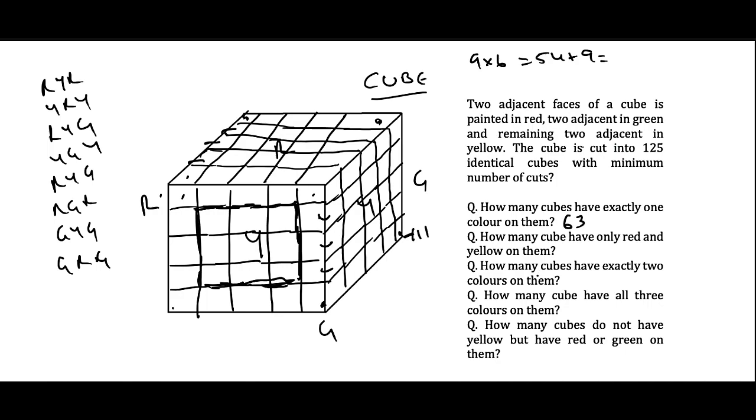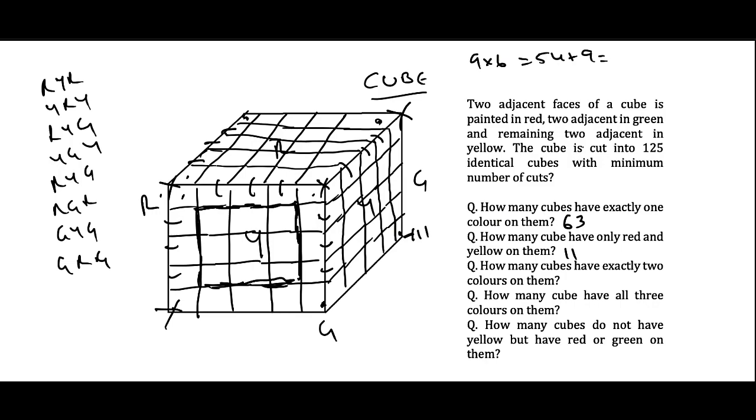Coming to how many cubes have only red and yellow. So only red and yellow, that means with red and yellow, green should not come, so we won't be taking this corner and also this corner. So we have 1, 2, 3, 4, 5, 6, 7, 8 and 9. We have 9 on edges, 10 with red, red, yellow, and 11 with red, yellow, and yellow. So we have 11 cubes that have only red and yellow on them.